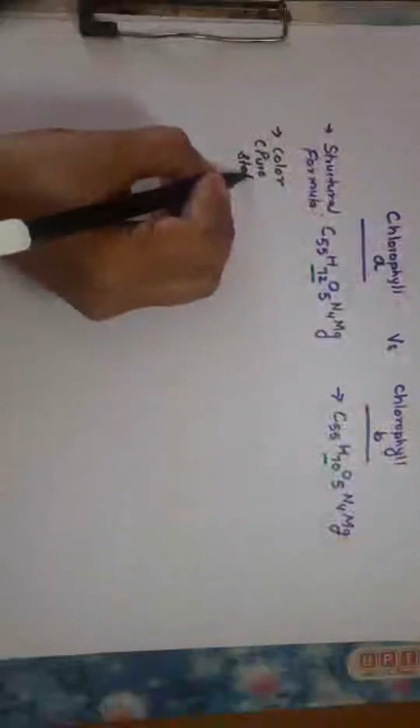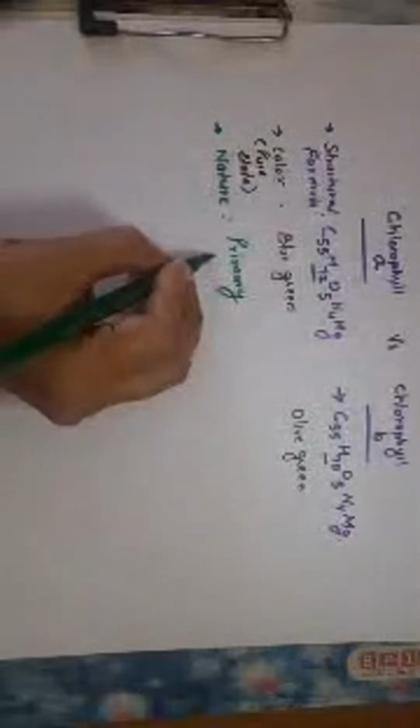The next difference between the two is the difference in their color when they are in their pure state. So the second difference is in color during their pure state. Chlorophyll A is blue green in color when it is in its pure state, whereas chlorophyll B is olive green. So this is the second difference between chlorophyll A and chlorophyll B.